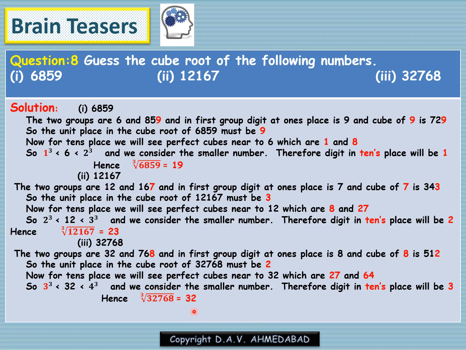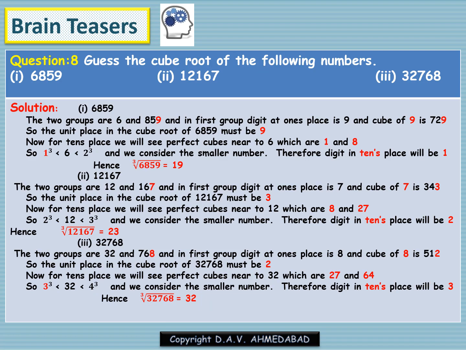Therefore, 2 is the digit at ones place of our answer. Now let's consider the second group, that is 32. Now perfect cubes near to 32 are 27 and 64. 27 is 3 cube and 64 is 4 cube and we always consider the smaller one. So 3 is the digit at tens place of our answer. Therefore, cube root of 32,768 is 32.